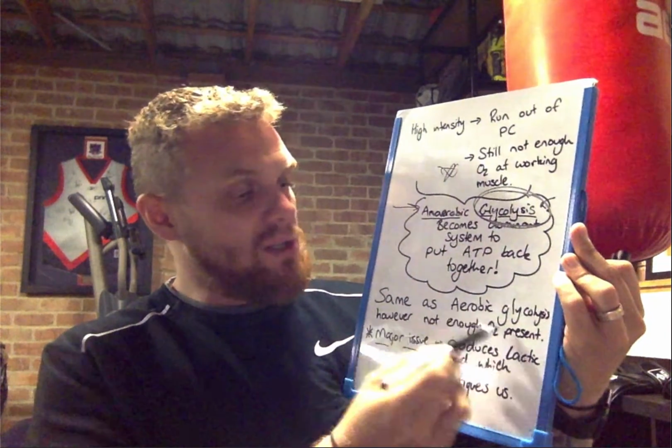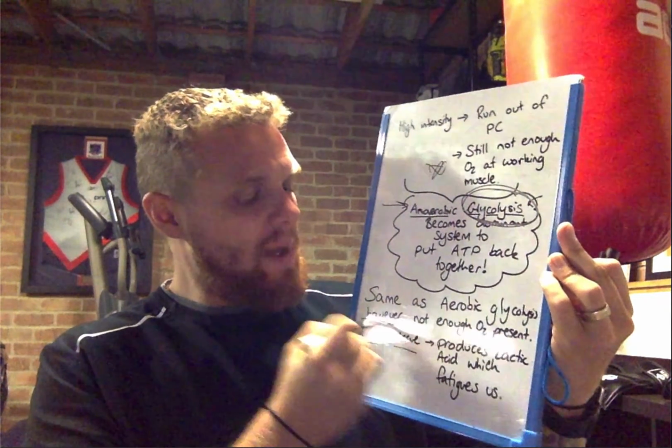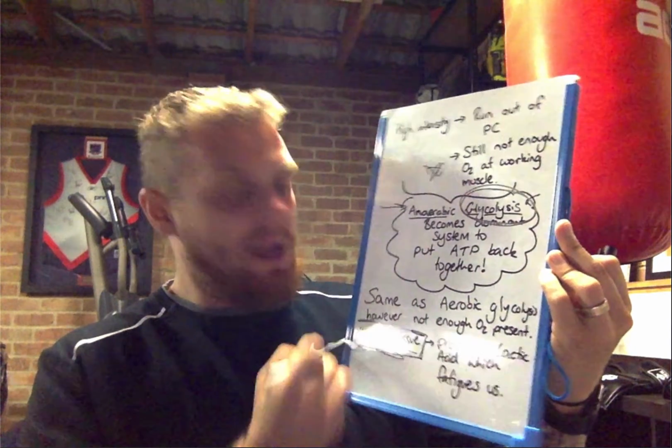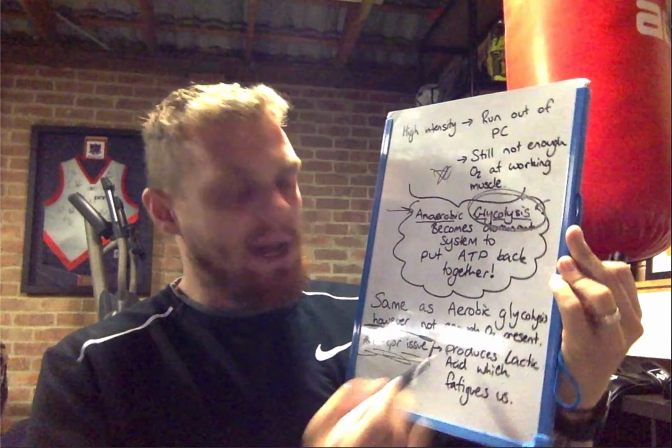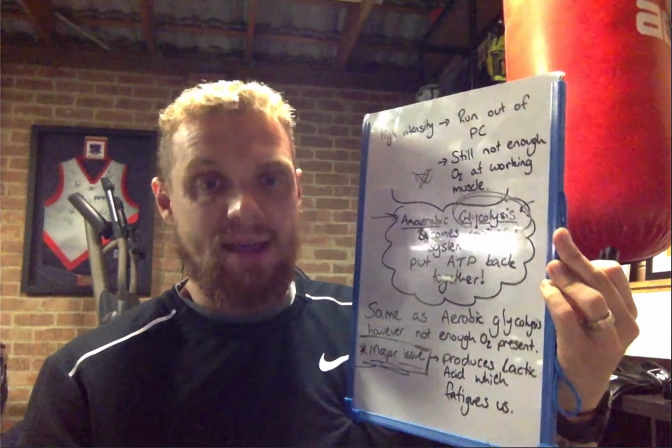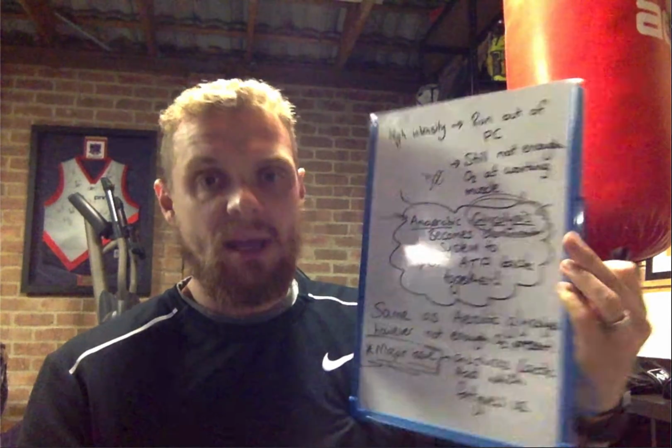When there's not enough oxygen present, the major issue with this energy system is that it starts to produce lactic acid. And lactic acid is one of the main reasons that our muscles get fatigued. There's going to be another video where we talk about lactic acid, but I would like to set up a video now where I draw for you what actually happens during the anaerobic glycolysis system.